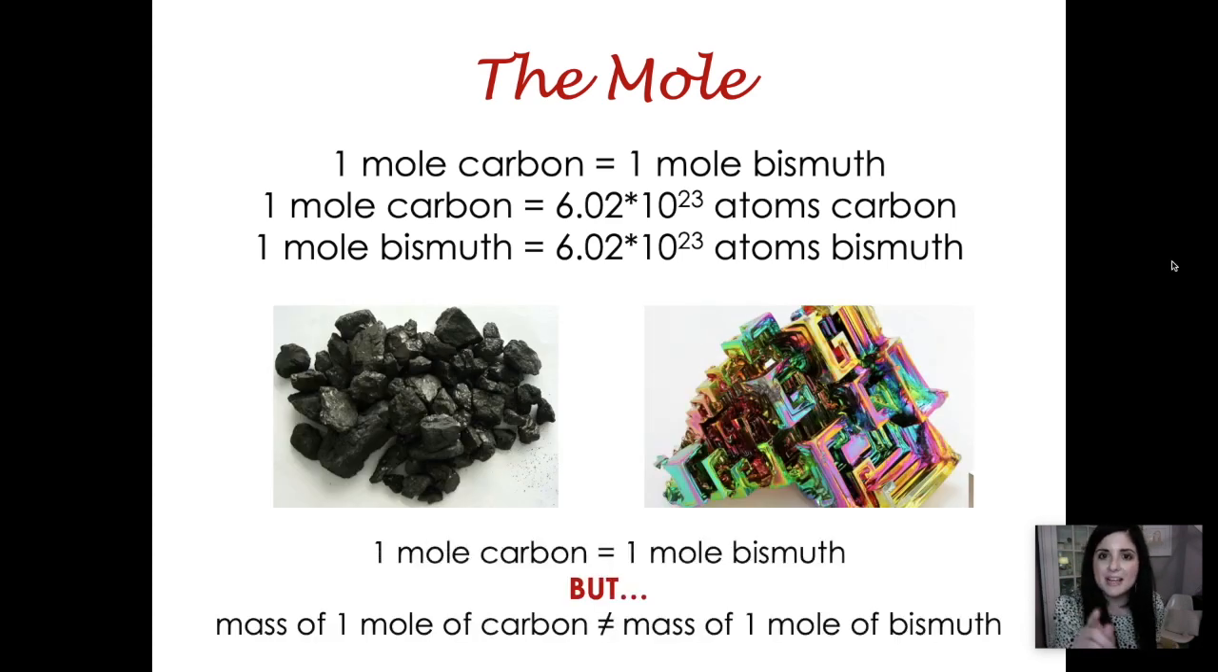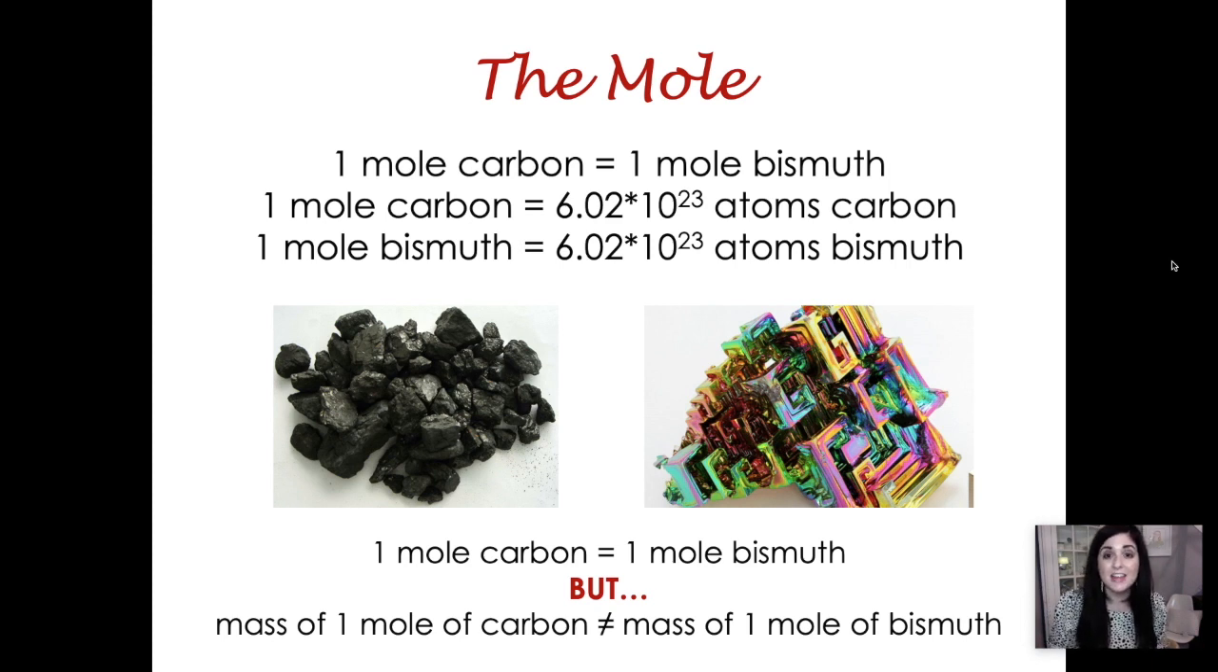but the mass of 1 mole of carbon is going to be different from the mass of 1 mole of bismuth. If you look on a periodic table, carbon's atomic number is 6, which means it has 6 protons in the nucleus, whereas bismuth has 83 protons in the nucleus. Just think about mass number, what we talked about in the last unit. The protons themselves contribute to the mass number. So because bismuth has 83 protons in its nucleus and carbon has 6, the mass of 1 mole of bismuth is going to be quite a bit heavier than the mass of 1 mole of carbon.